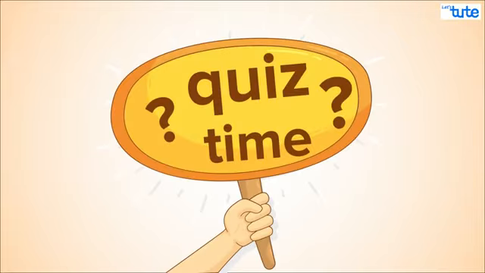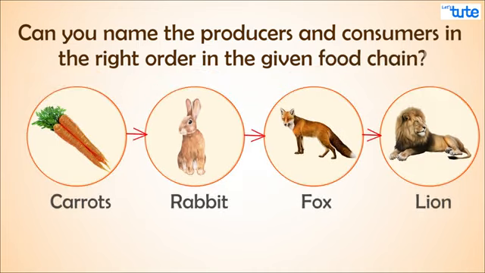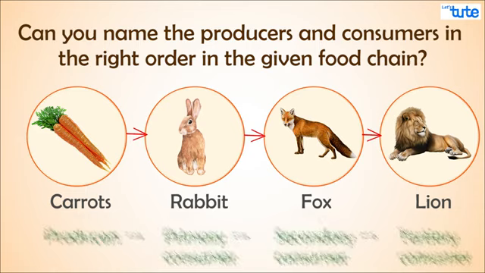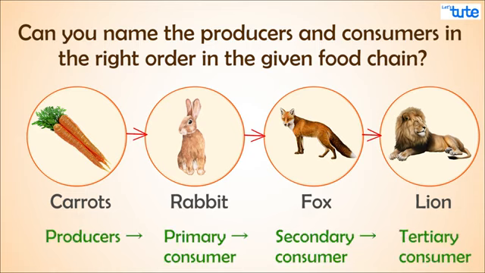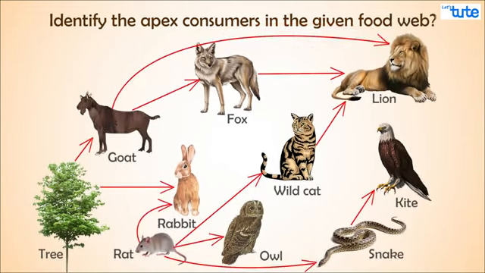Before we go, it's time for some quiz. Are you ready? Here we go. Can you name the producers and consumers in the right order in the given food chain? Write your answers in your notebook. Here is another question coming your way. Identify the apex consumers in the given food web.